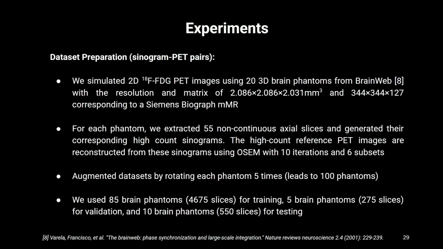So now let's go to the experiment section. We first prepare our data set. We simulate 2D FDG PET images using 20 3D brain phantoms from BrainWeb. And for each phantom, we extracted 55 non-continuous axial slices and generated their corresponding high-count sinograms. And we augment the dataset by rotating each phantom 5 times. And we use 85 brain phantoms for training, 5 brain phantoms for validation, and 10 brain phantoms for testing.